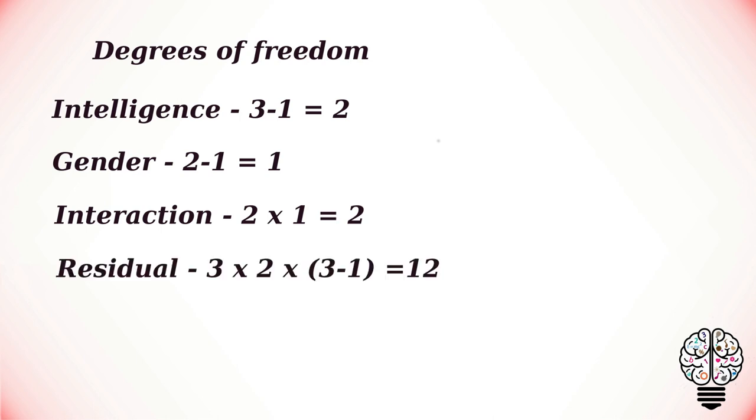Next, we have to calculate our residual's degrees of freedom value. To do that, we have to substitute the corresponding values in this formula. That is, column value times row value times number of test scores minus 1. That is, 3 times 2 times 3 minus 1, which gives us 12. We can get our total degrees of freedom from total number of test scores minus 1, that is 18 minus 1, which gives us 17.